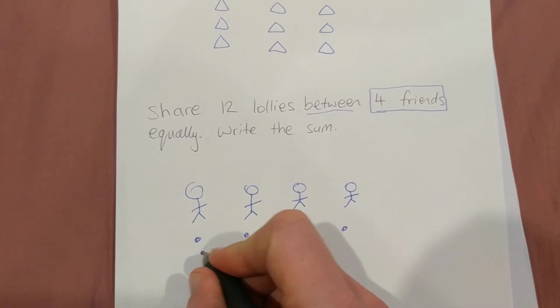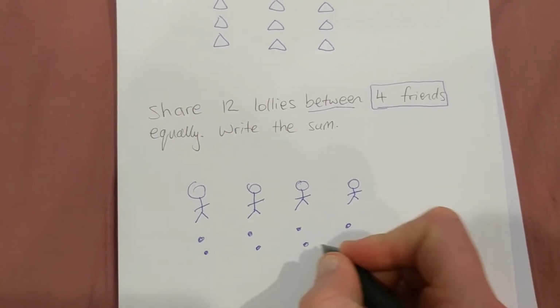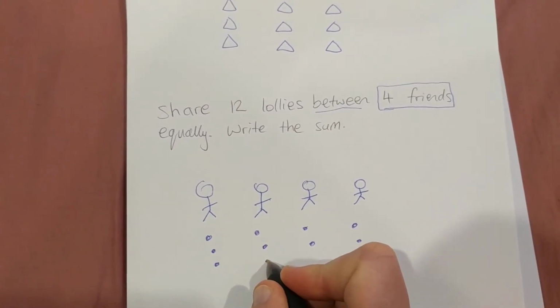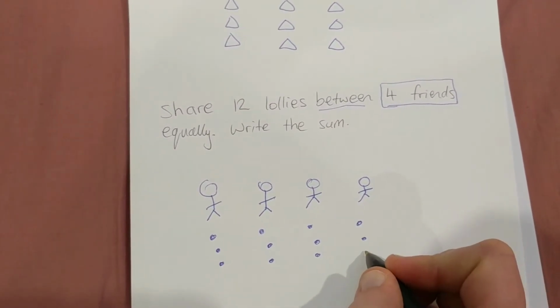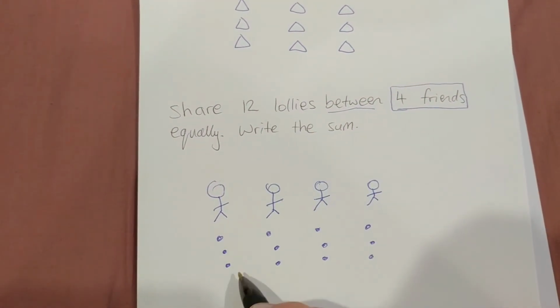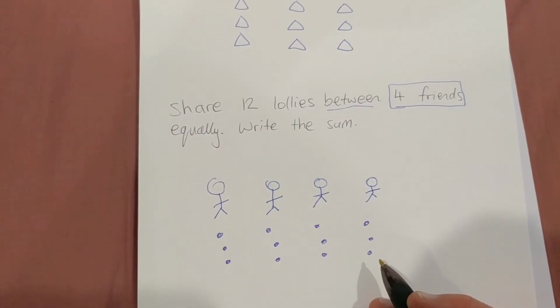So you keep going. Another 1 each. Now we're up to 8. And then another 1 each. It's 9, 10, 11, 12. So now we've got 12 lollies altogether that have been distributed, and they've each got 3.